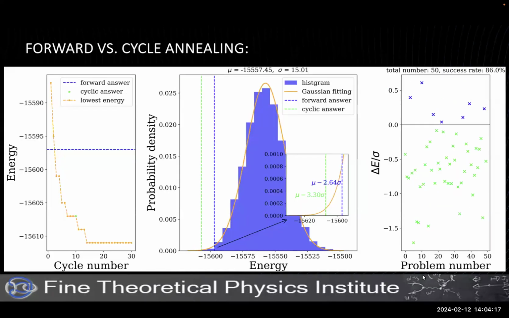If you do simulated annealing, you start from spins all along x, and you decrease the magnetic field. You find a histogram of states, pretty much Gaussian, and then you run it. I think in this experiment we did it 2,000 times, and then you pick the lowest energy state and call it your solution. Okay.